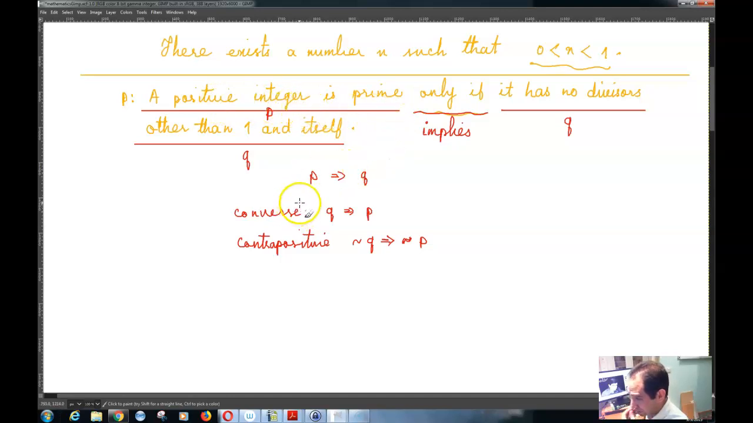That's the converse. And the contrapositive of that is if not Q then not P, meaning that if a positive integer has divisors, we have to say the negation of this. So if a positive integer has divisors other than one and itself, then it's not a prime number.